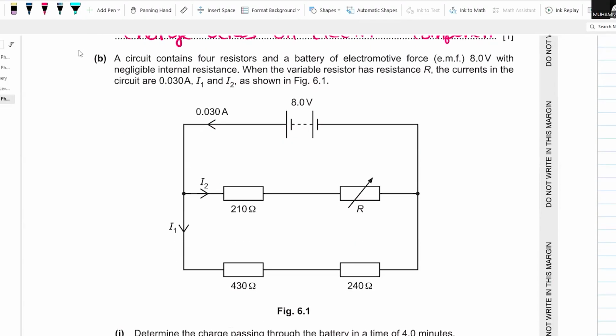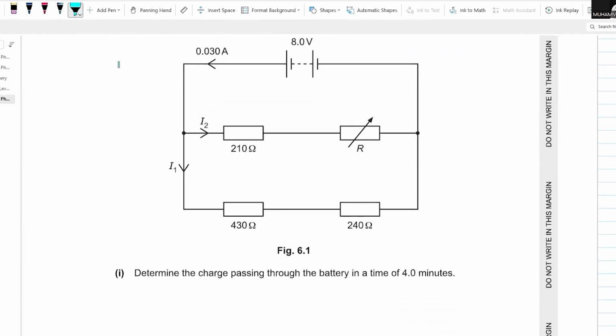Okay. A circuit contains 4 resistors, a battery of electromotive force 8 volts with negligible internal resistance. When the variable resistor has resistance R, the currents in the circuit are 0.03 ampere, I1 and I2, as shown in figure 6.1. Determine the charge passing through the battery in a time of 4 minutes. The current is 0.03 ampere. The time is this. You have to calculate the charge.